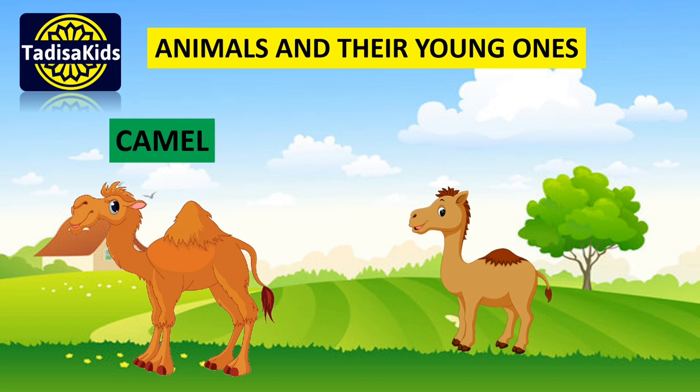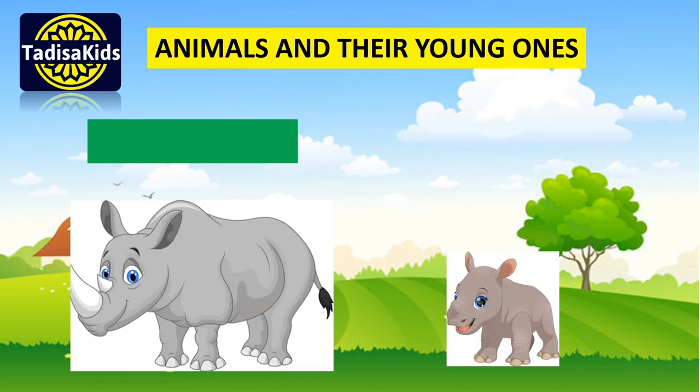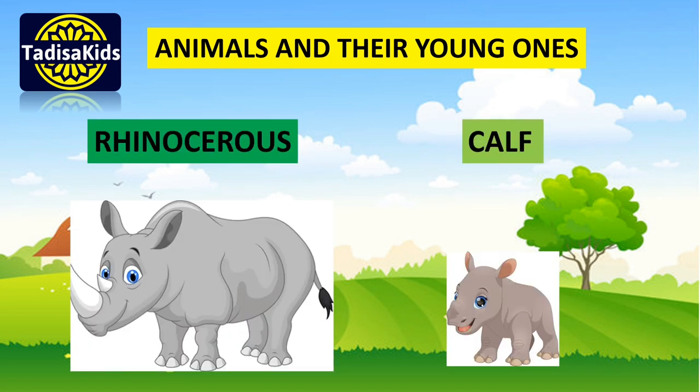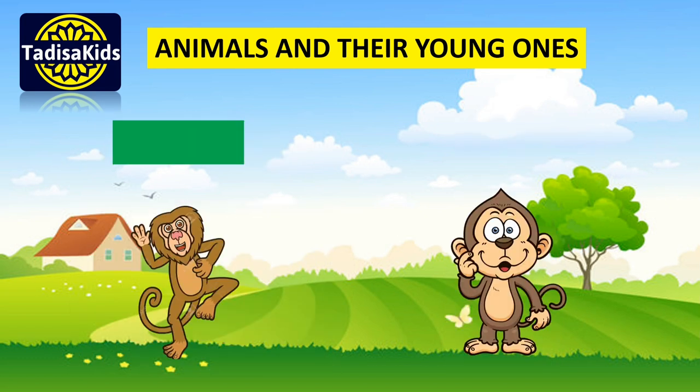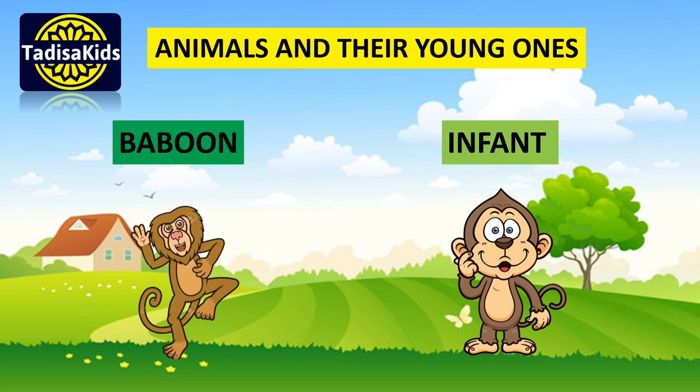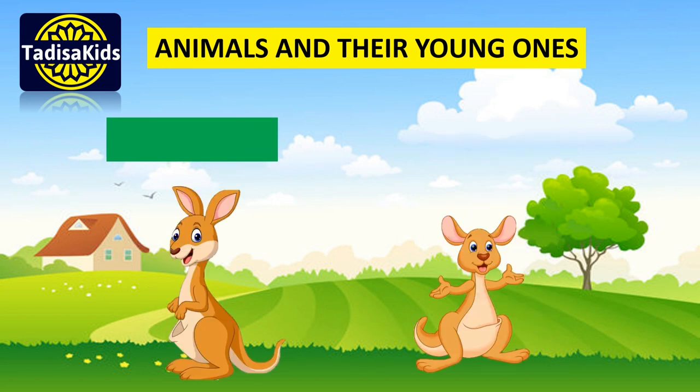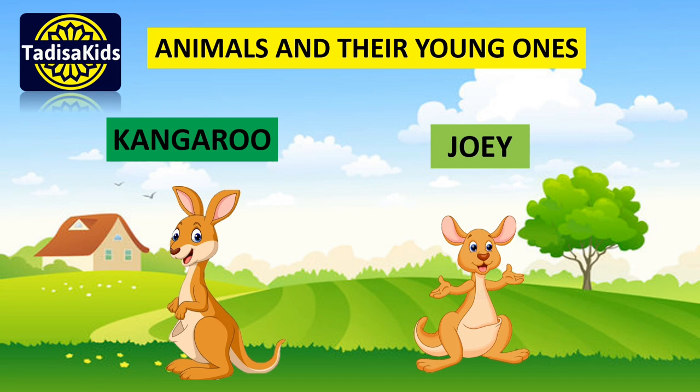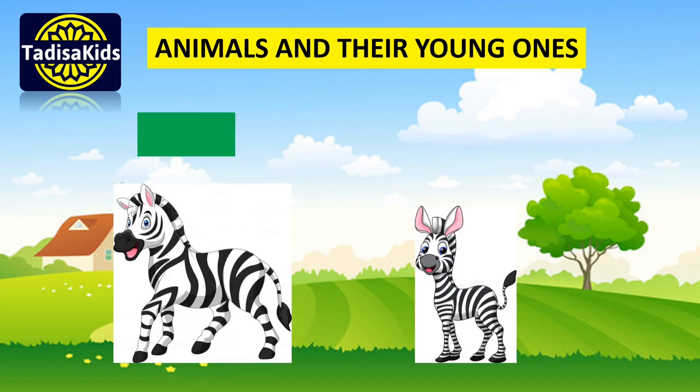Camel. Camel baby is calf. Rhinoceros. Rhinoceros baby is calf. Baboon. Baboon baby is infant. Kangaroo. Kangaroo baby is joey. Zebra. Zebra baby is foal.